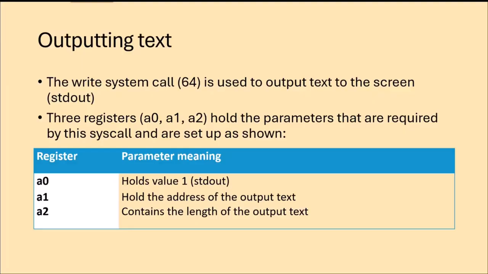The first parameter we have to store is the value 1. This tells us where the text should be displayed. In this case, it'll be the output device, standard out. We then have to load register A1 with the memory address of where the output text is stored. And then finally, in A2, we're going to load the character count of the output text.